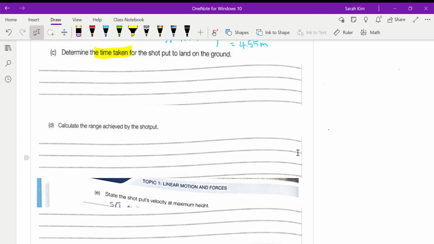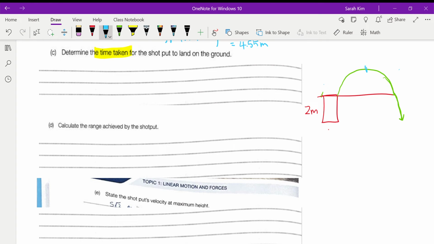Now, for the time taken for the shot put, you just have to be careful because remember we've got that original height of 2 meters. What happens to the ball is it launches and does a little projectile motion, but then it actually travels further, like a projectile motion. So you have to consider it as 2 different times and then add them together.